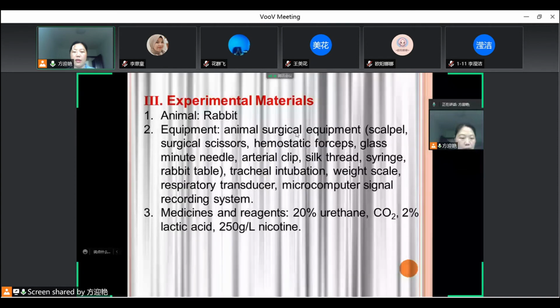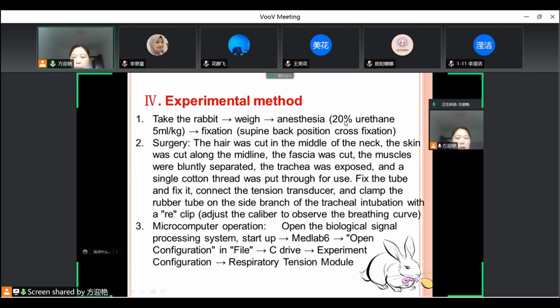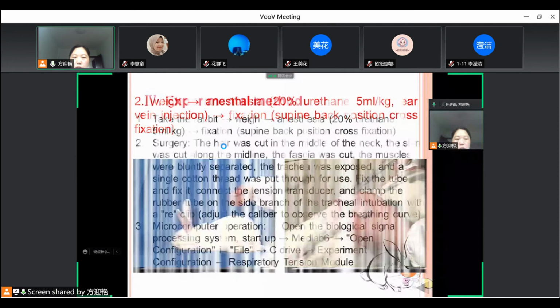The steps are instrument collection and calibration, then weighing the rabbit, anesthesia and fixation, then exposing the neck and doing the neck surgery, followed by tracheal intubation and observation. First we take the rabbit and weigh it, then use 20% urethane, injected over five minutes at a dose per kilogram. Then we fix the rabbit in the supine position for the surgery.